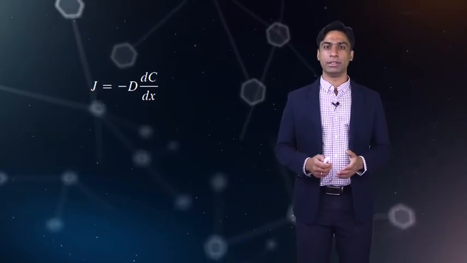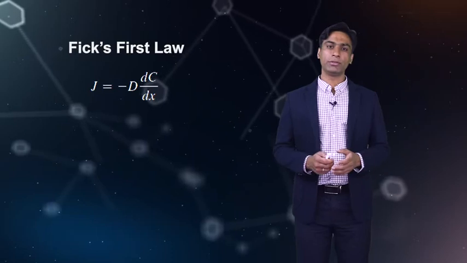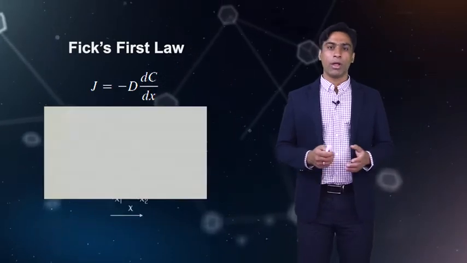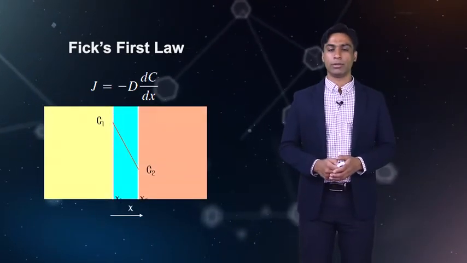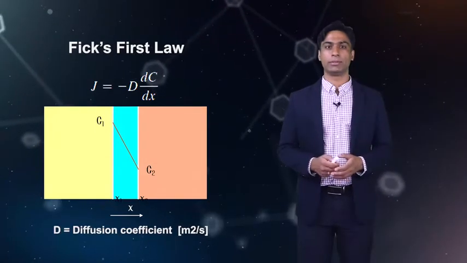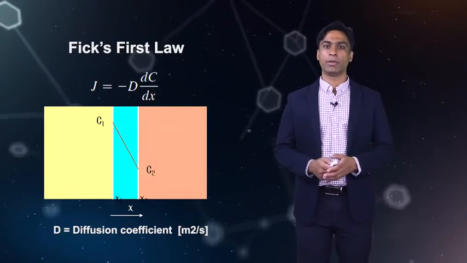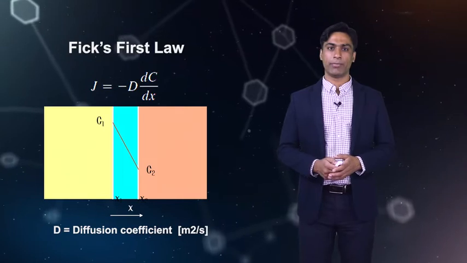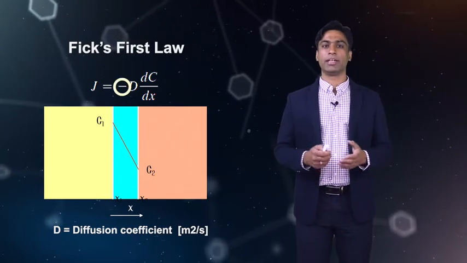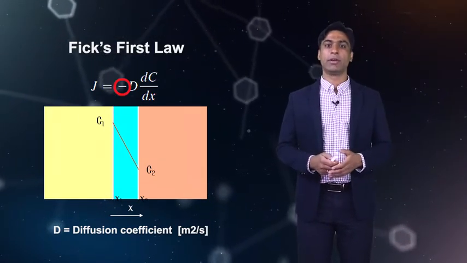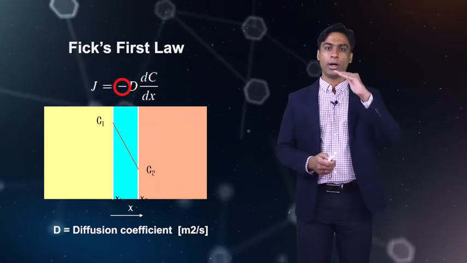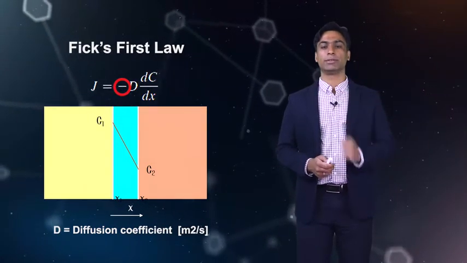So we can write J equals minus D dC over dx. This equation is known as Fick's first law. The constant D here is known as diffusion coefficient, which has a unit of square meters per second. The negative sign in this expression indicates that the direction of diffusion is from high concentration to low concentration.